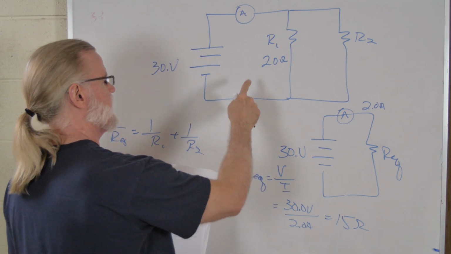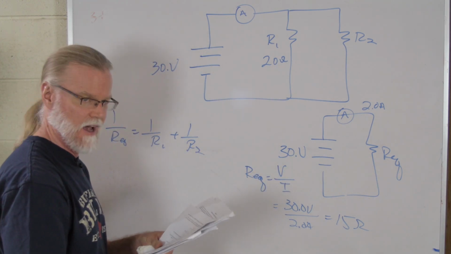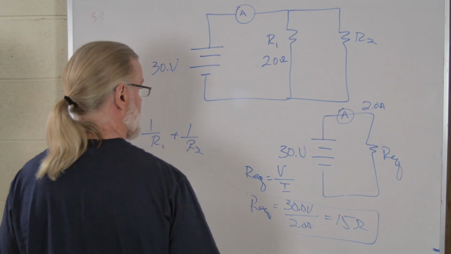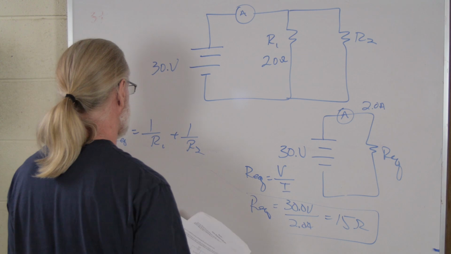15 ohms, well, I can feel good about that. That's less than 20. It has to be. It couldn't be more. If you got more, you had a problem. Calculate R2. All right. Well, I have R equivalent. I have R1. I can calculate R2.